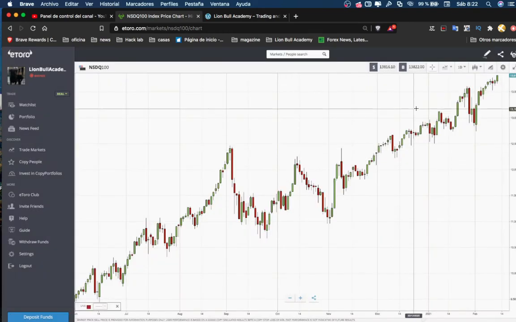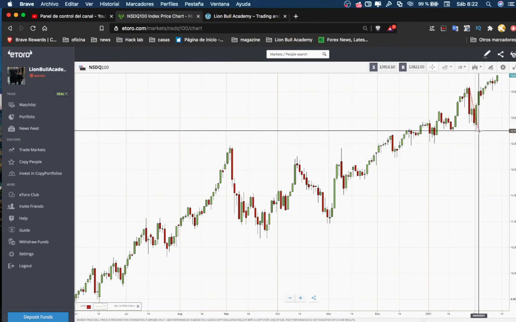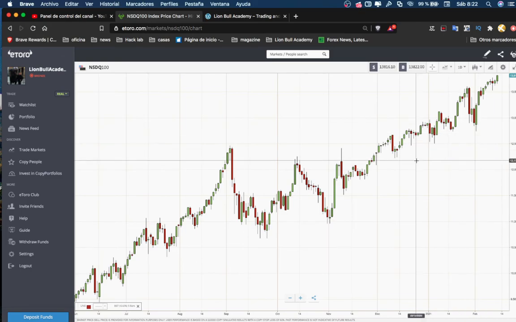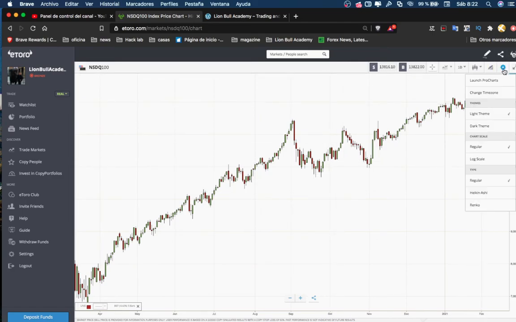The measurement tool, you can measure the distance between 2 points. Like this, you know how many pips or dollar points the market is moving. So this is how the graphicator works. Like you can see, it's very simple. You can also have the pro chart version. It means the pro version of the graphicator. You also have a video about that. Just write in Pro Chart Lion Bull Academy and you will find the video.